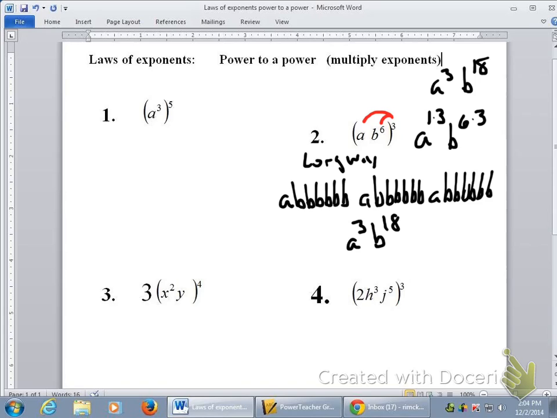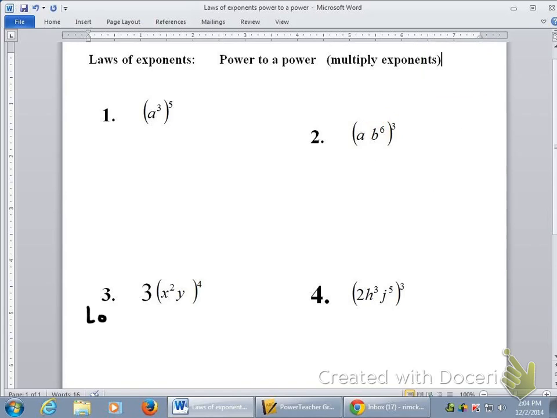Take a moment to look at the difference between number 3 and number 4. Okay, on number 3, I have a number on the outside of the parentheses. On number 4, I have a number on the inside, and that's going to be a significant difference, so we're going to check that out. Here's number 3, when it being the long way.